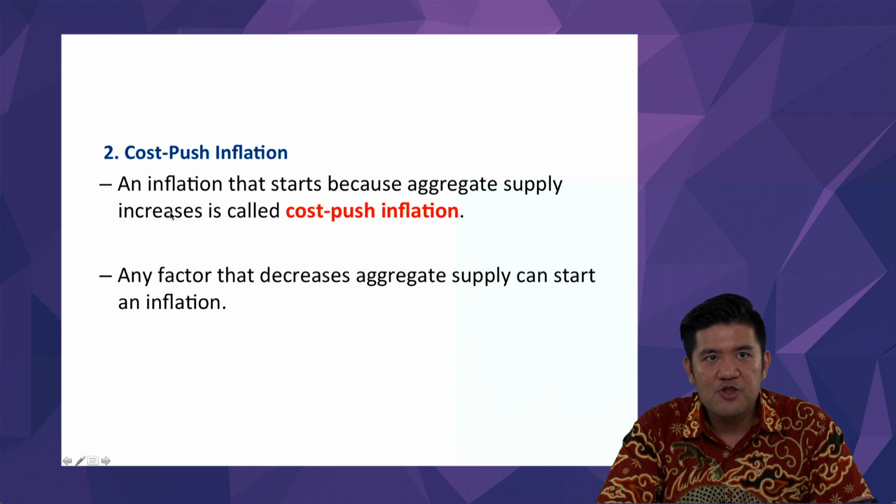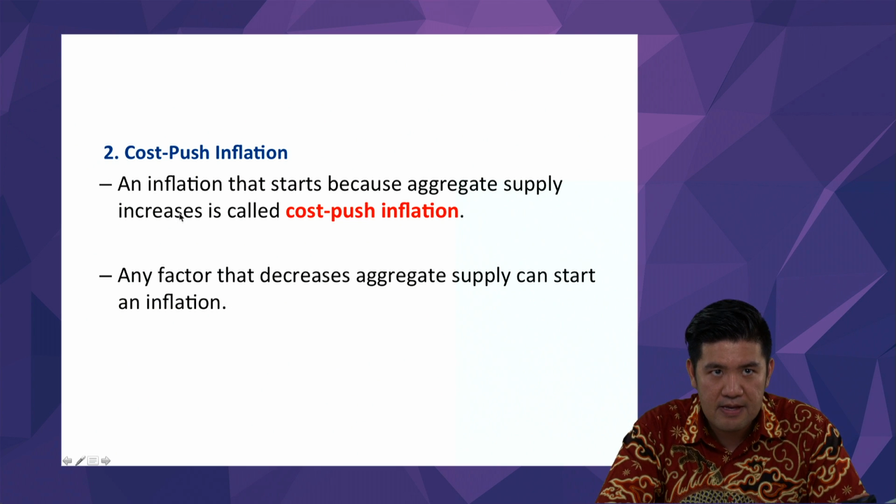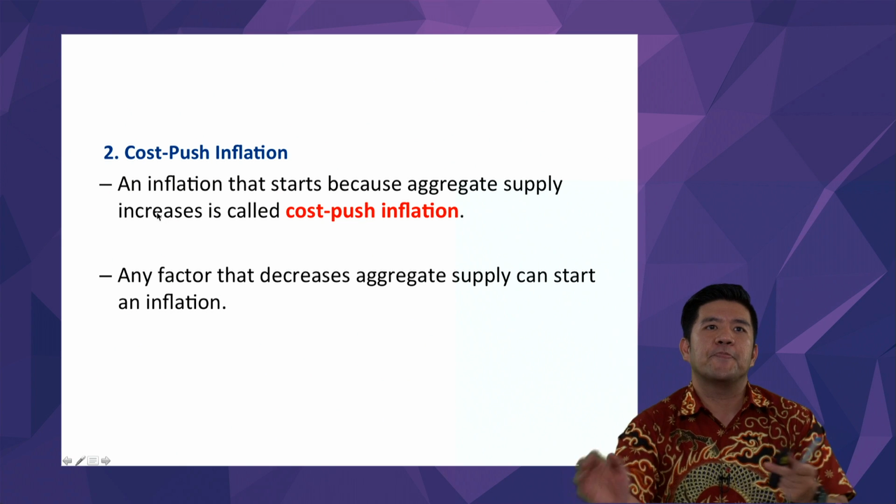An inflation that occurs because aggregate supply decreases, we call that cost push inflation. Any factor that decreases aggregate supply can start what we call a cost push inflation. Okay? So once again, guys, can you change increases there into decreases? My apology.